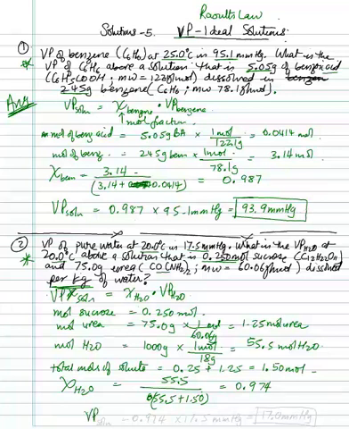Then the vapor pressure of the solution is going to be 0.974 times 17.5 millimeters of mercury, and that is then 17.0 millimeters of mercury. So you can see that yes, even with this small amount of solute, we were able to lower the vapor pressure of water.